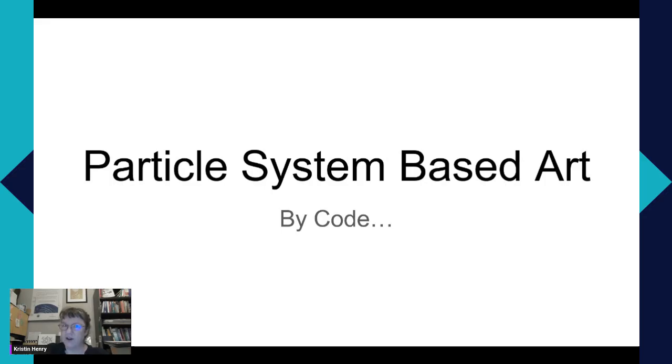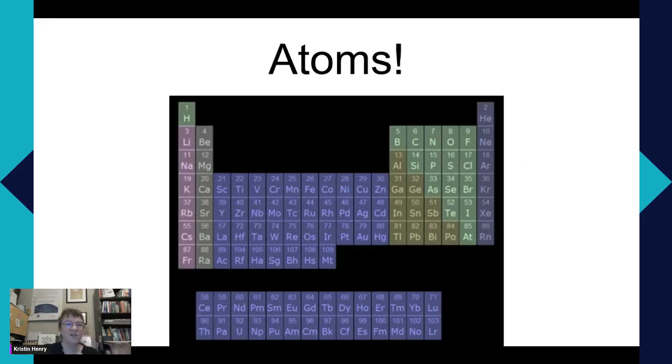So I'm going to start with particle system based art. I'm sure most of you have seen this structure, this table, this torment for many young students. But it's really fascinating, especially if you start playing with how to set up this table with code. Like, how do you line them up? Why are they lined up that way? It's because of the periodicity of how atoms behave based on how many protons they have in their nucleus. And I like to use pretty colors.